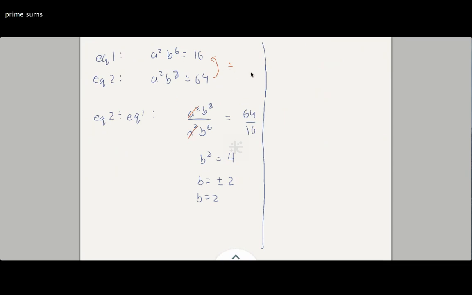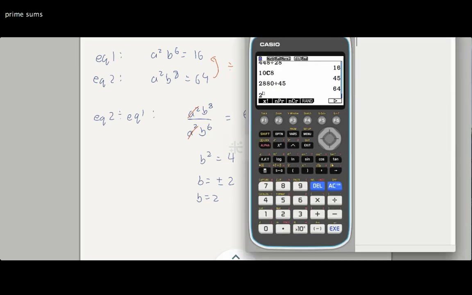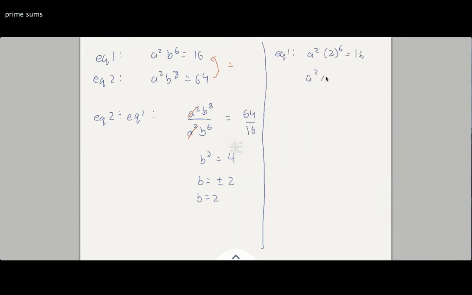And now let's find a. Well, we can sub this into either equation. I'm going to sub into the first equation. So we have equation 1. A squared times 2 to the power of 6 equals 16. What's 2 to the 6? 2 to the 6 is 64. So we have a squared times 64 equals 16. Divide both sides by 64. A squared is 16 over 64, and 16 over 64 is 1/4.